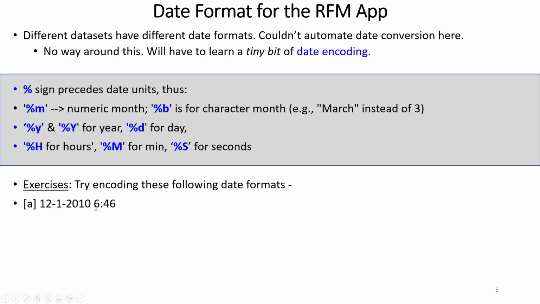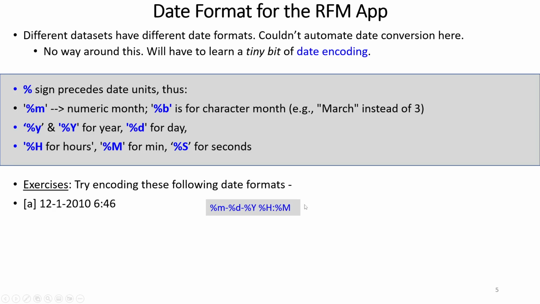Then there is a space. So there it is, percentage M hyphen percentage D hyphen percentage Y. There is a space here, there is a space here. Then percentage H for hours, there is a colon here also, and then percentage M.